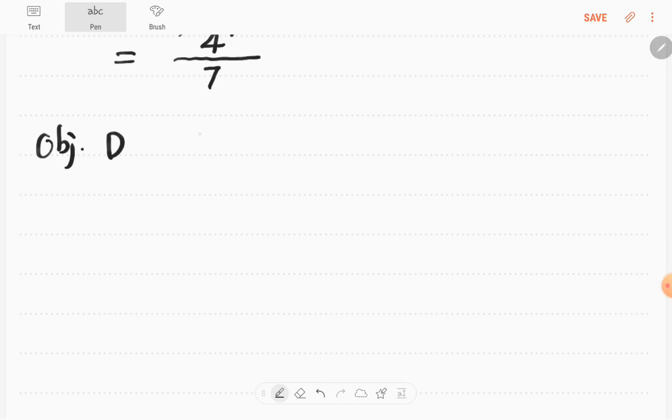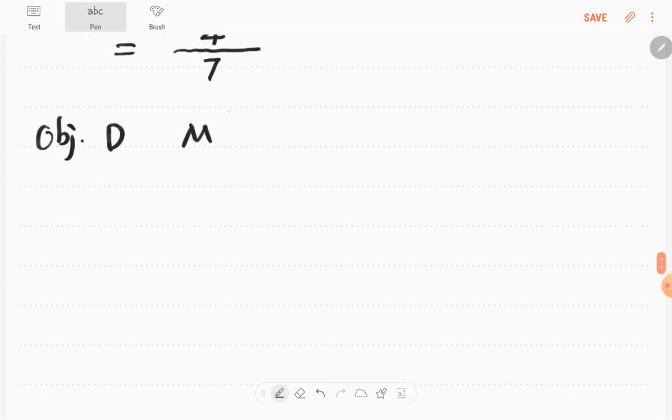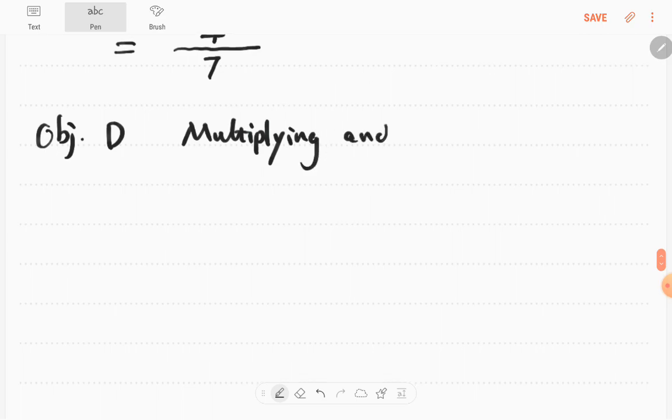We will do the multiplication and the division for the fraction. Multiplication, multiplying, and dividing a fraction.